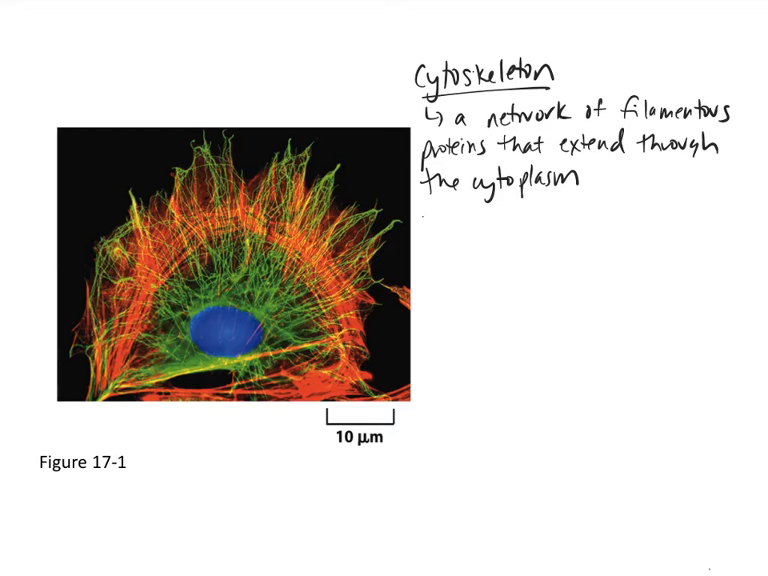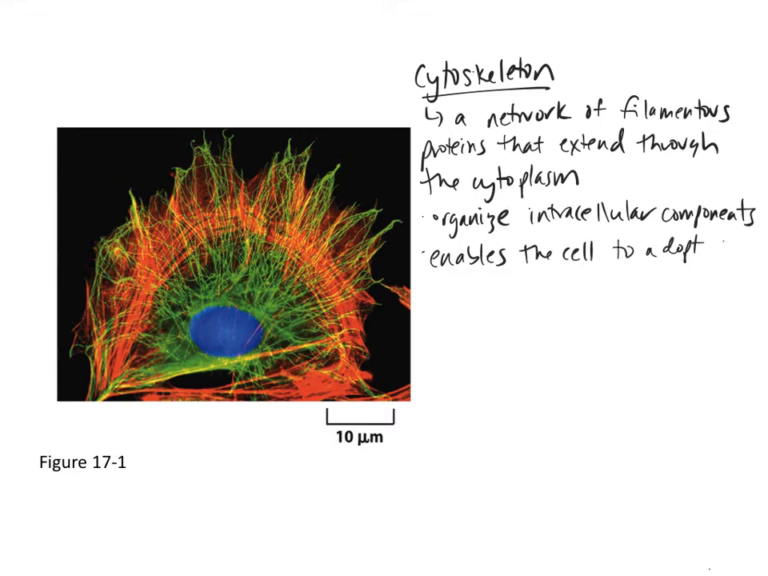The cytoskeleton is responsible for several different functions, one of which is to organize intracellular components, like organelles, and it also enables the cell to adopt a variety of shapes.